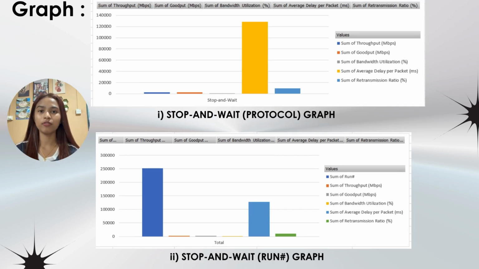This is the second part of the graph, which is Stop-and-Wait. As we can see, we have the protocol graph and the runs graph. In both graphs, the sum of average delay per packet in ms is the highest among all. This is because this protocol strictly waits for an acknowledgment before sending the next packet. It's a simple and reliable protocol. The idle waiting time dramatically drives up packet delay and lowers overall network efficiency, as shown in both the protocol and runs graphs.